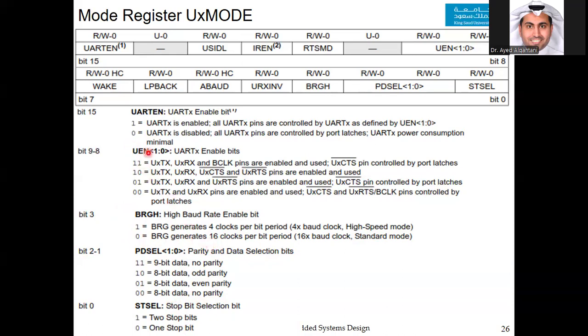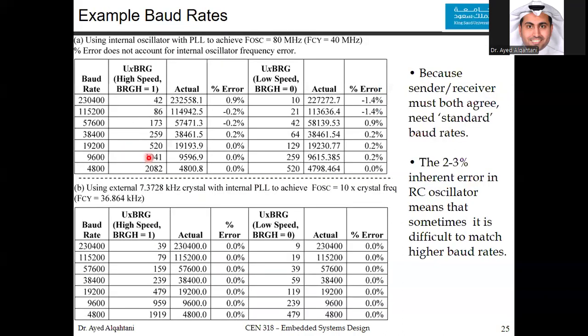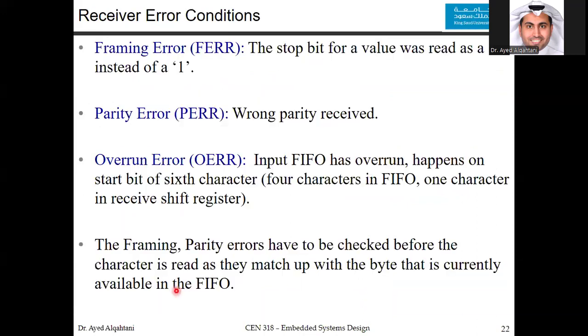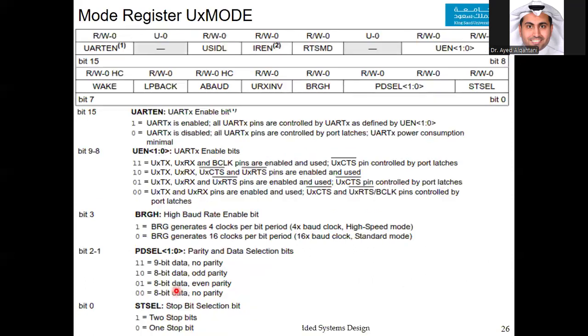Now we talked about the UEN. We talked about these two bits, UEN 0 and 1, when we saw the hardware of the receiver, which is here. So you could say the same thing here. These are the UART enable bits. If you choose 00, which is actually what we are going to use, it means you are interested only in the receiver and the sender pins. They are enabled. The clear to send, the request to send, and the BCLK pins are controlled by port latches. And actually, we are going to ignore them this way.